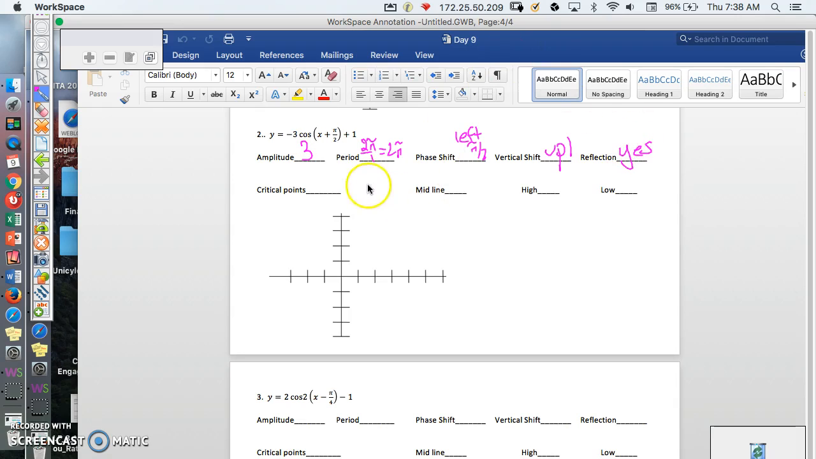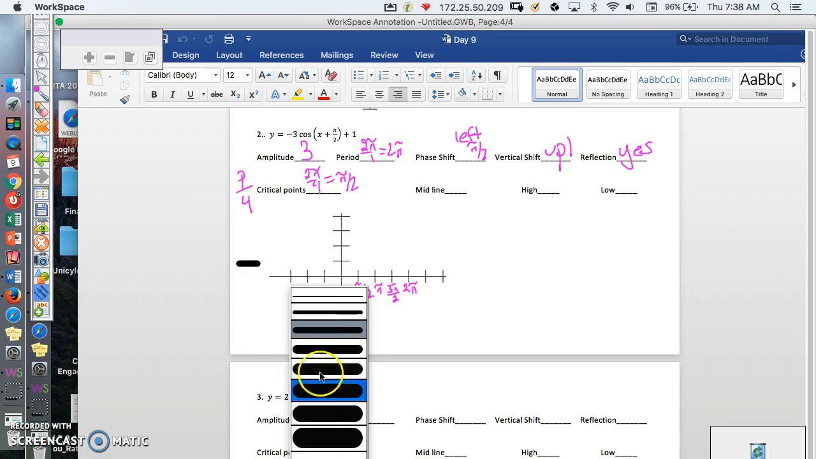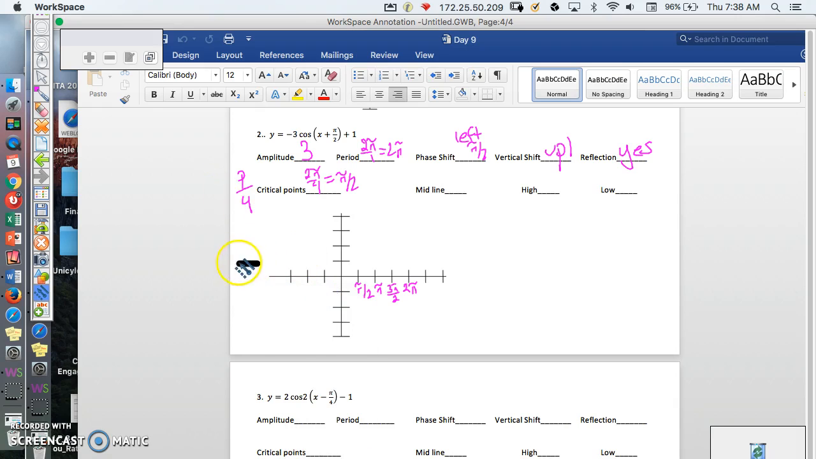So for our critical points, again, we're going to take our period and divide it by 4. So 2 pi over 4 is pi over 2. So I'm going to start labeling this as 1 pi over 2, 2 pi over 2, 3 pi over 2, and 4 pi over 2. And our amplitude's 3 here, but one thing I noticed is that it moved up 1. So our midline is going to be at... oh, this is really thick. I'm going to make that quite a bit thinner. So our midline is at 1.